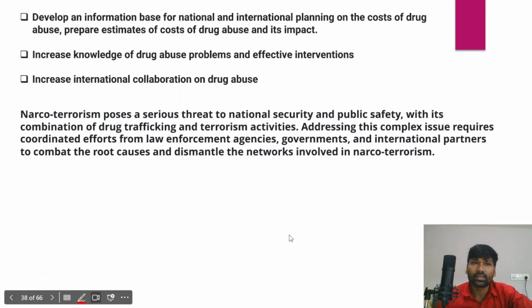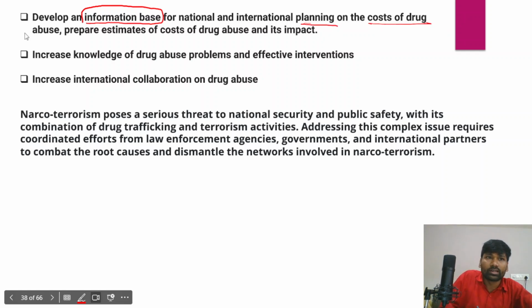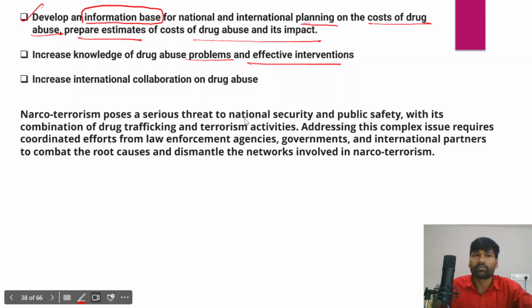And apart from that, the government can also develop a comprehensive information base, right? There will be a need for a comprehensive information base for national and international planning on the causes of drug abuse. They can also prepare estimates of the costs of drug abuse and its impact, and increase knowledge of drug abuse problems and effective interventions as well.